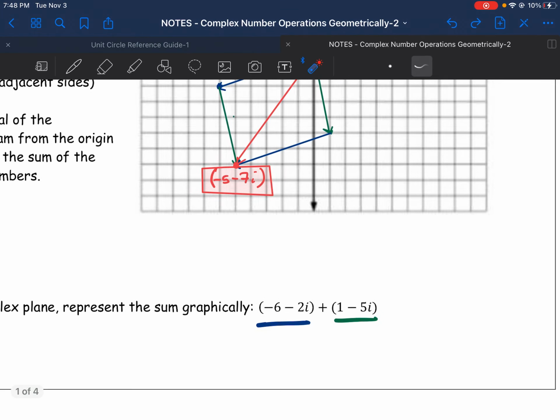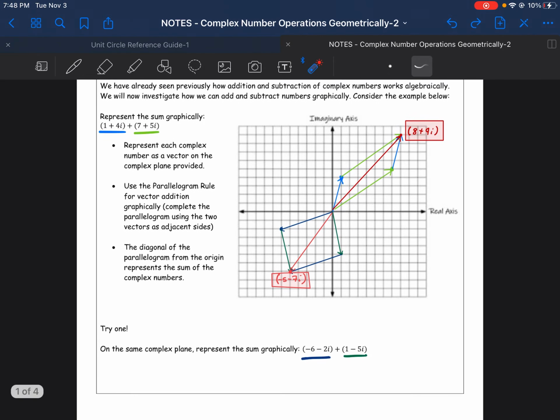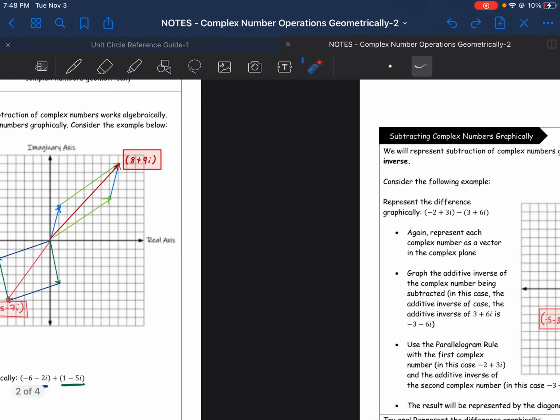And once again, we can verify that algebraically. Negative 6 plus 1 is negative 5. Negative 2i plus negative 5i is negative 7i. So again, adding complex numbers geometrically, we would use the parallelogram rule for vectors.